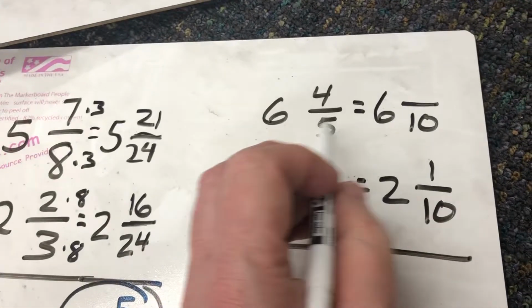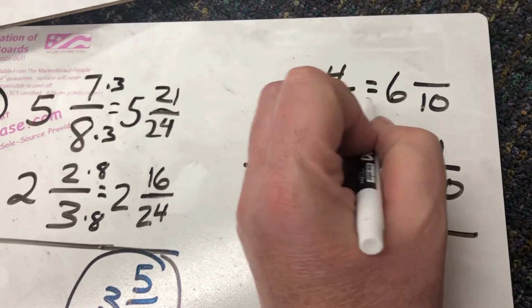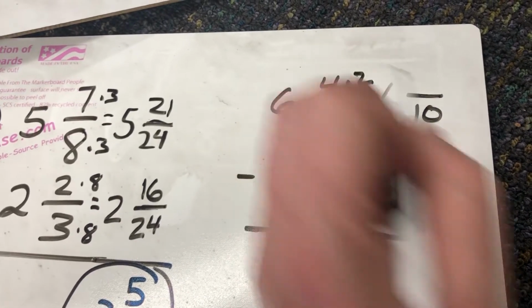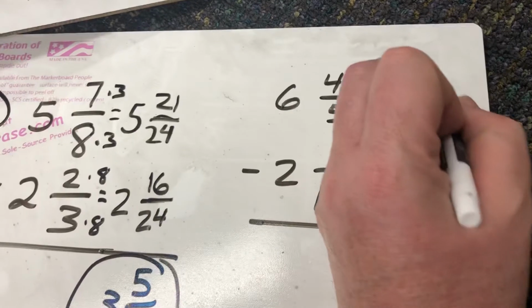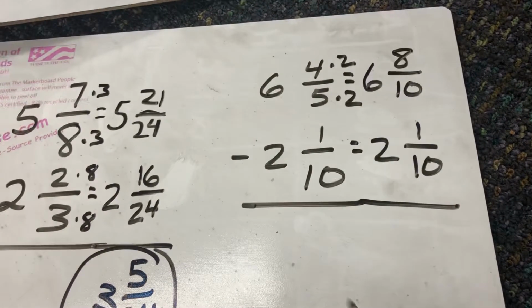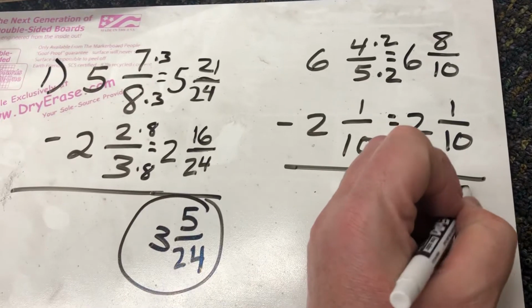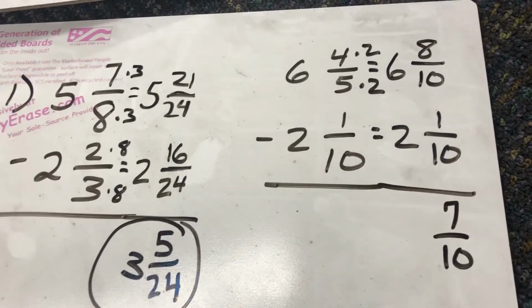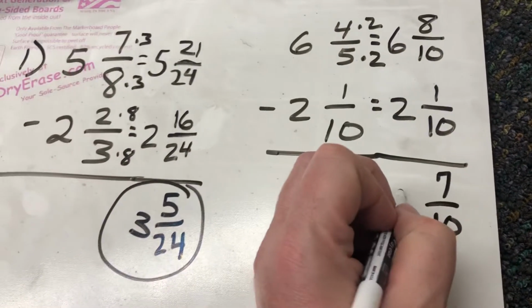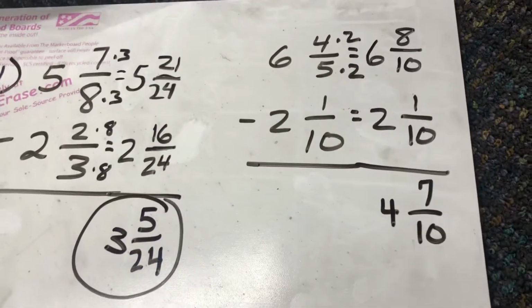Now, what did I do to 5 to get 10? Well, I did 5 times 2. So I have to do 4 times 2. And 4 times 2 is 8. Well, when I do 8 over 10 minus 1 over 10, that's 7 over 10. And when I did 6 minus 2, 6 minus 2 is 4.